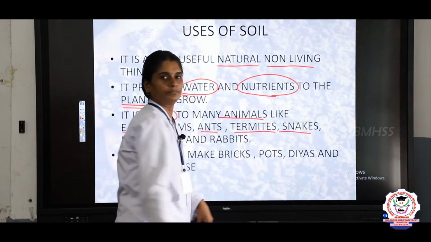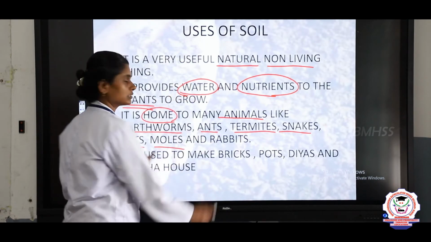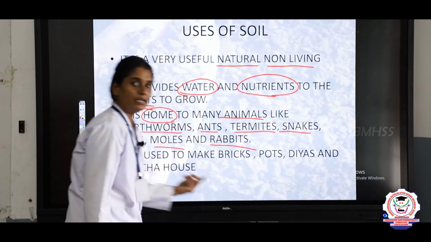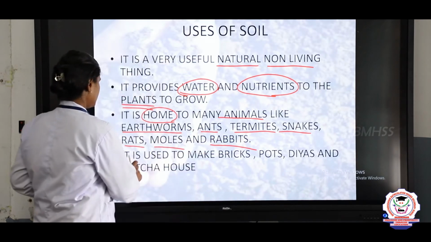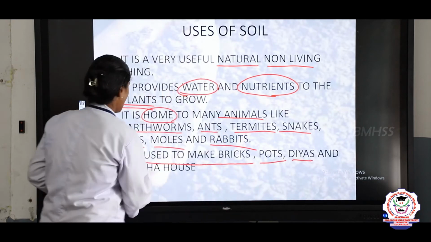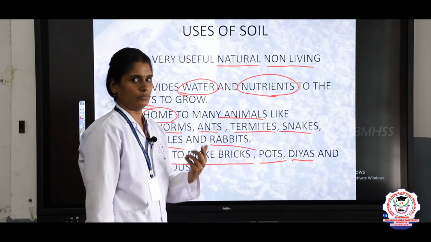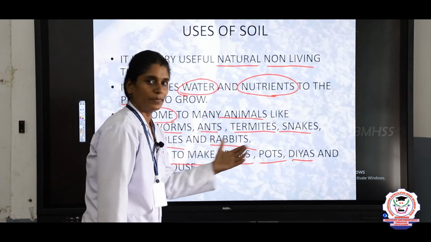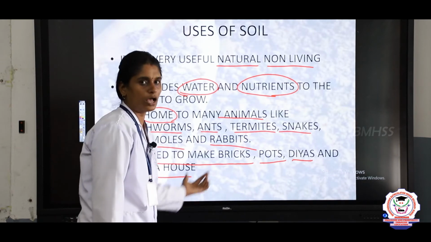And then snakes, rats, moles and rabbits. So, these are all the animals that live inside the soil. It is also used to make bricks, pots, diyas and kacha house. Kacha house is made of sand and mud, right. So, that is why soil is used to make bricks, pots, diyas and kacha house.